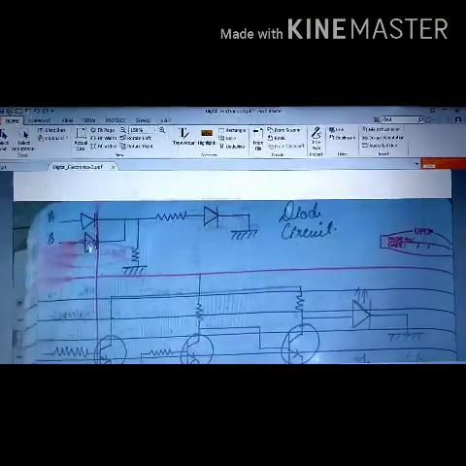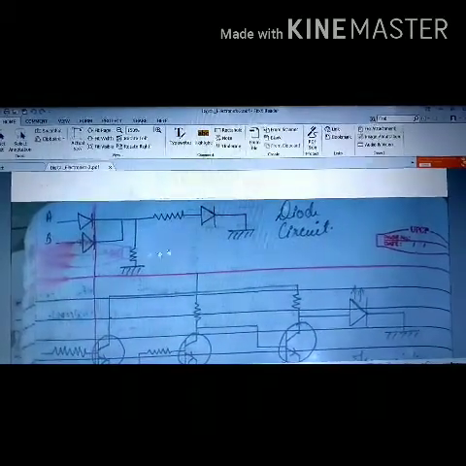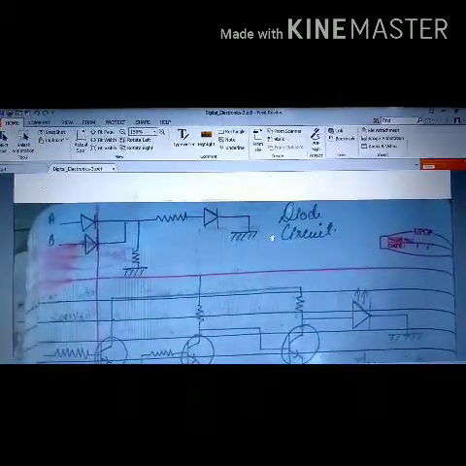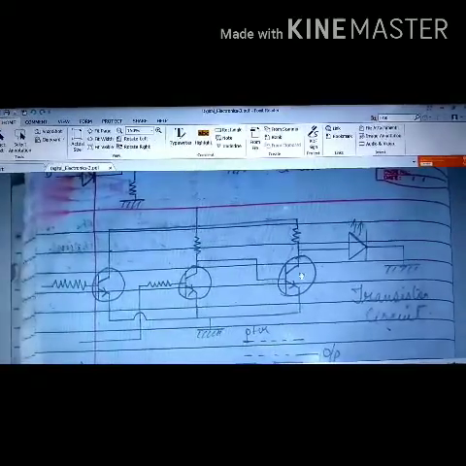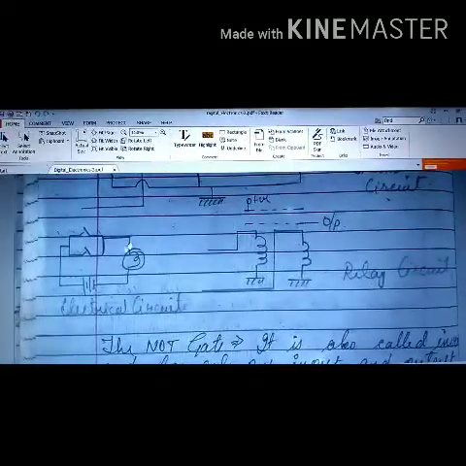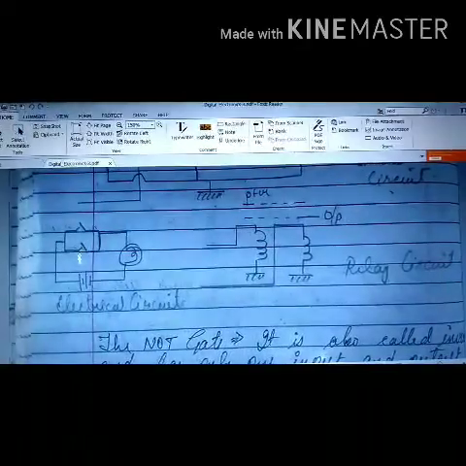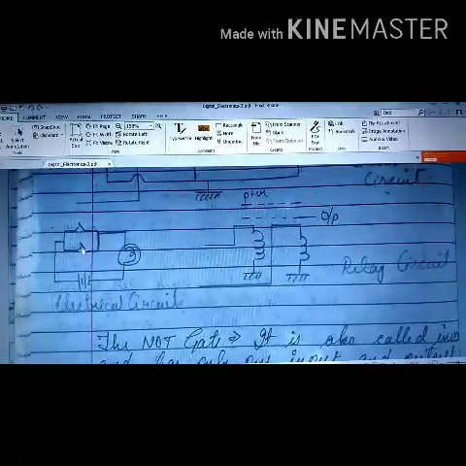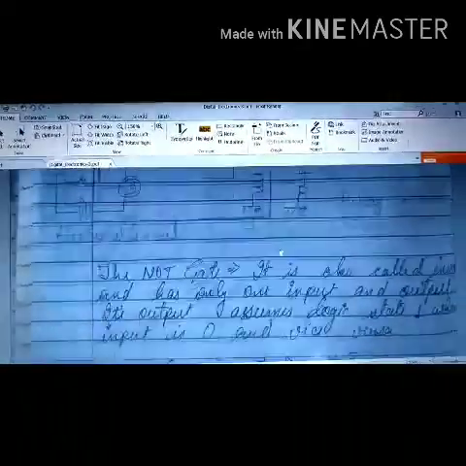This is its diagram with the help of diodes, then transistor diagram, and this is electrical circuit diagram made with the switches which are in parallel. This is a relay diagram.